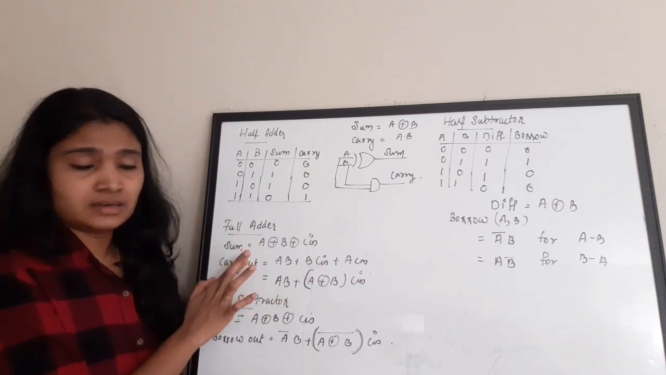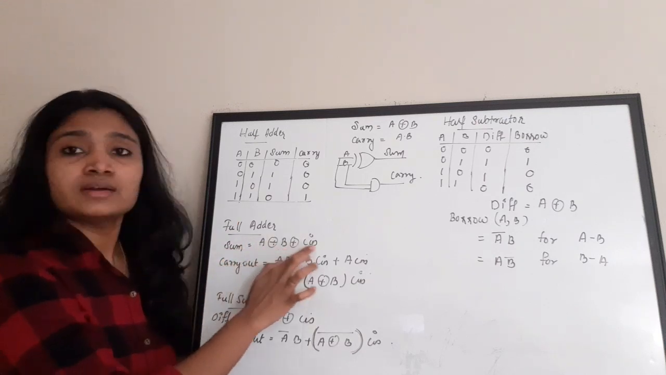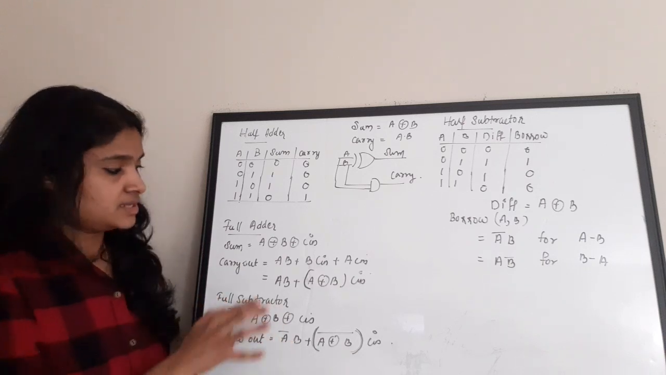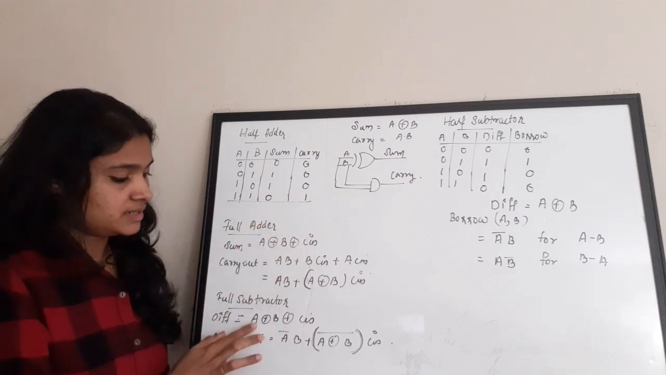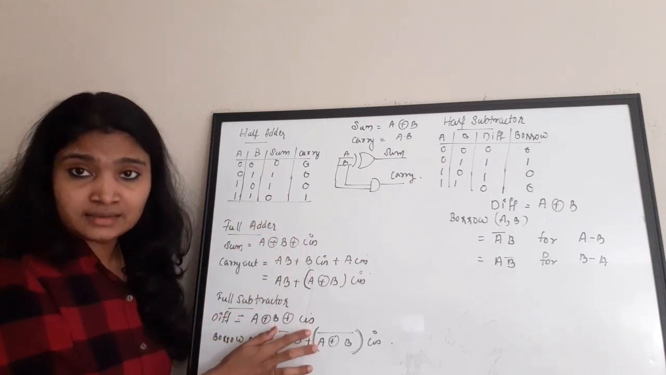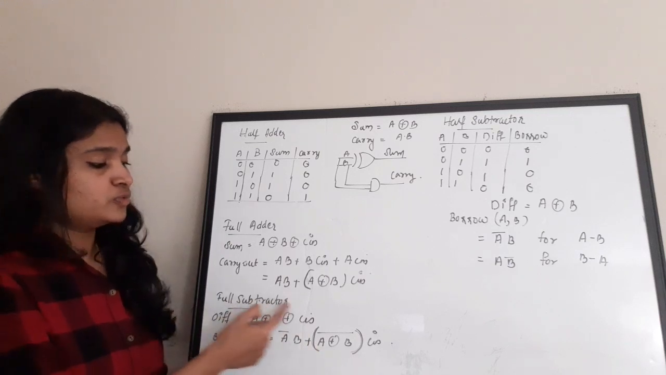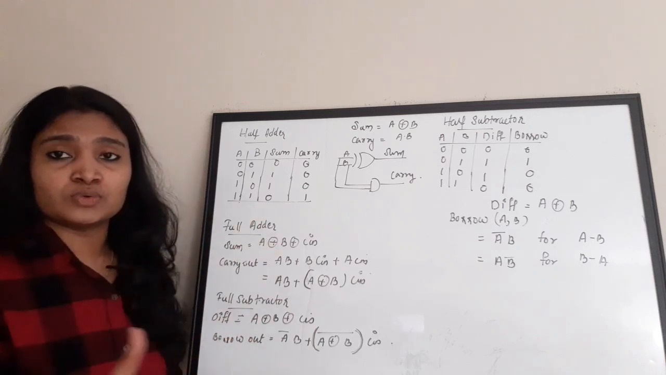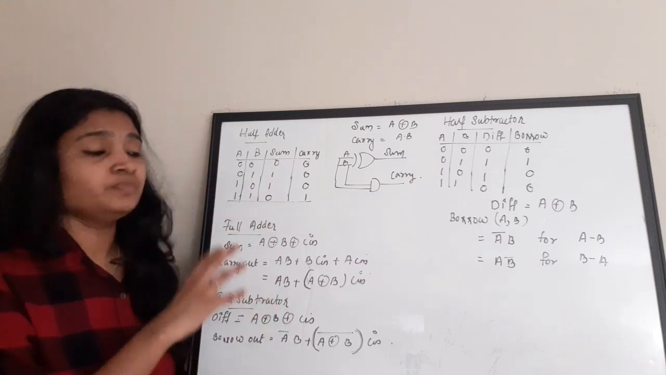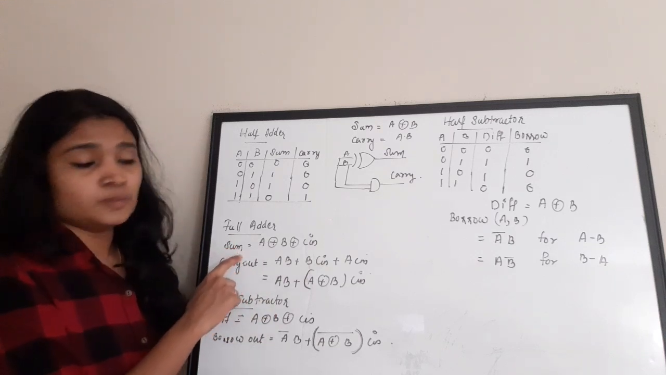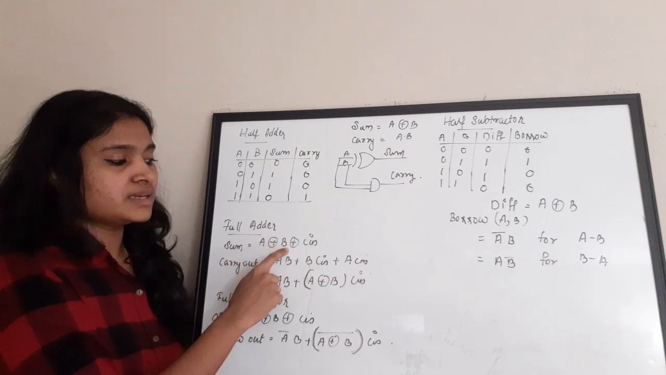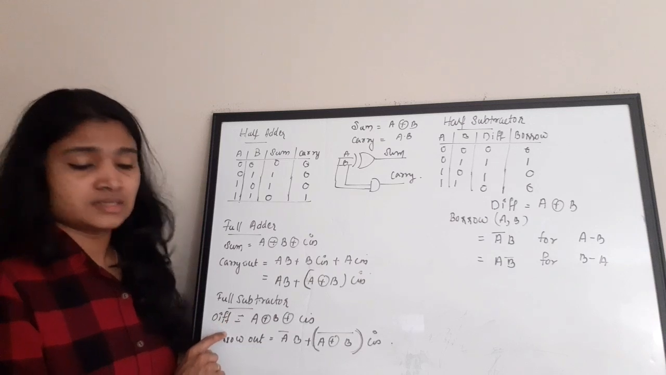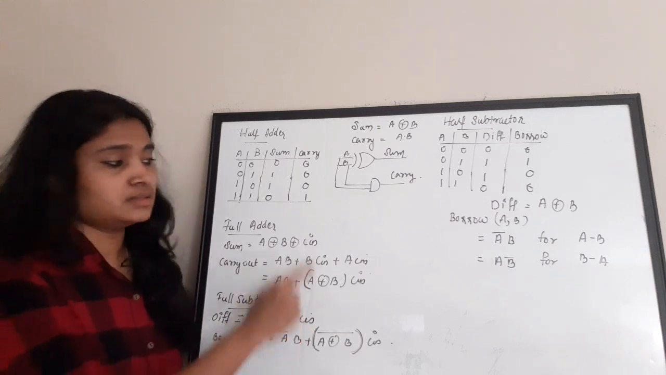For the case of full adder, sum is A XOR B XOR C. And also for the case of full subtractor, difference is same as that of full adder's sum. That is, A XOR B XOR C is the difference equation for a full subtractor. I am giving you a trick to study. If you want to study the equations for full adder and full subtractor, for the case of full adder, sum is A XOR B XOR C in, and for the case of full subtractor, the difference is A XOR B XOR C in. Both are same.